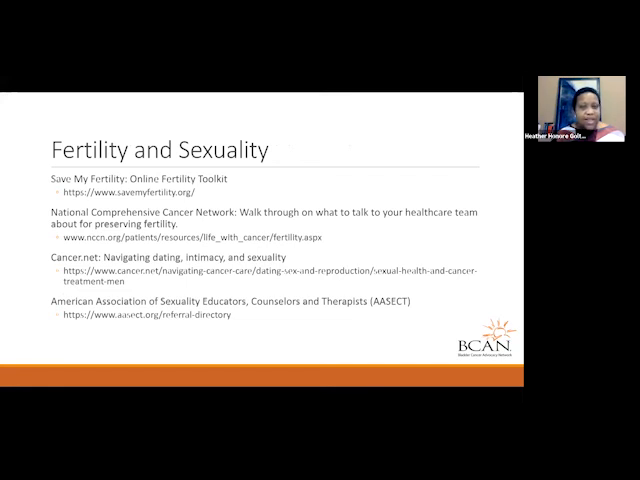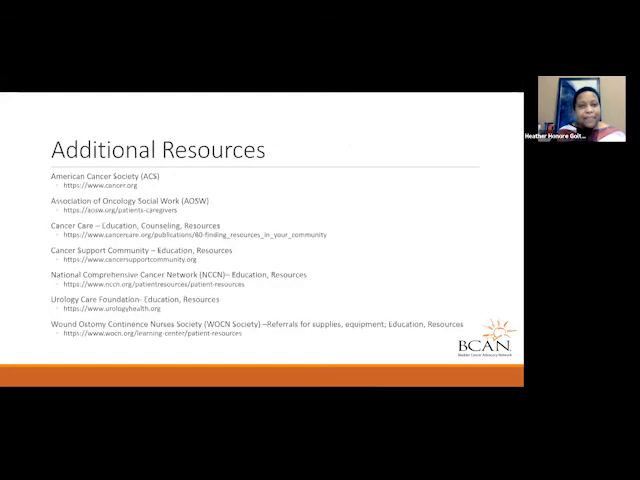Here are some resources related to fertility and sexuality. A little plug for ASECT in terms of finding certified sex therapists or sexuality counselors who can help you in terms of helping with sexual recovery. Next slide. And then I put some additional resources here, particularly the WOCN Society, the Oncology Social Work Association. These are all various professional societies or foundations that may have educational or even sometimes financial resources that may come in handy.